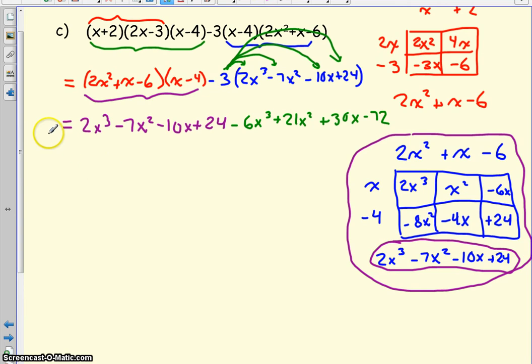Okay, so obviously it looks a lot better now because there's no brackets anymore. It's just like terms to simplify and combine. So we wind up overall with negative 4x cubed plus 14x squared plus 20x minus 48.